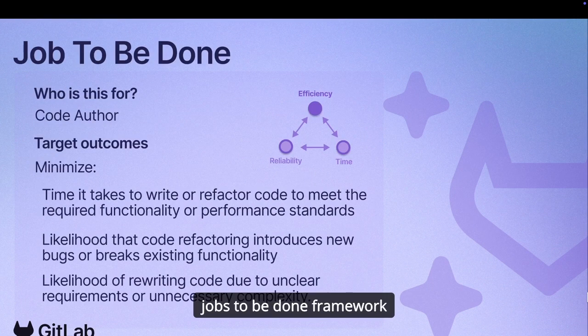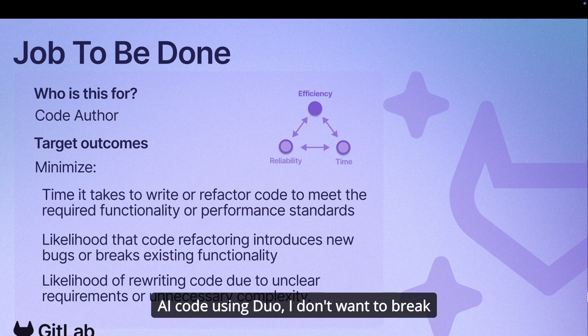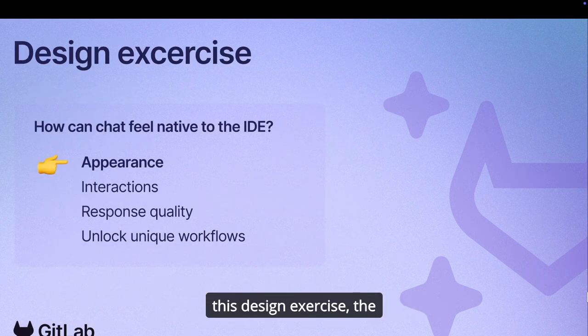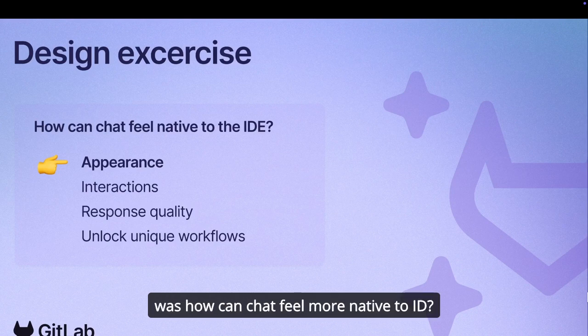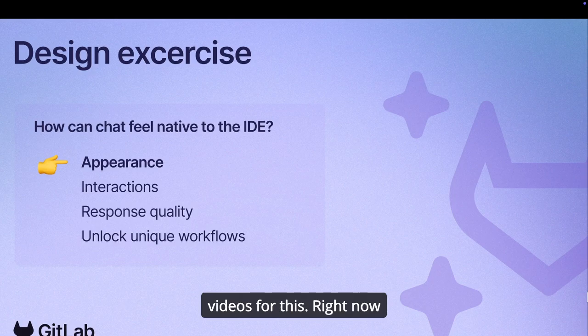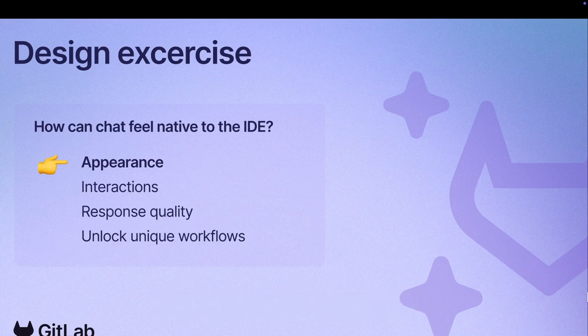Since we're using the jobs to be done framework here at GitLab, I just want to clarify this is for the code author job performer, and I'm primarily focusing on the efficiency outcome. For example, when I'm introducing AI code using Duo, I don't want to break existing functionality, introduce a bug, or add unnecessary complexity. For this design exercise, the challenge I set for myself was how to make chat feel more native to the IDE. There'll be 4 videos for this. Right now, I'm just going to focus on appearance.